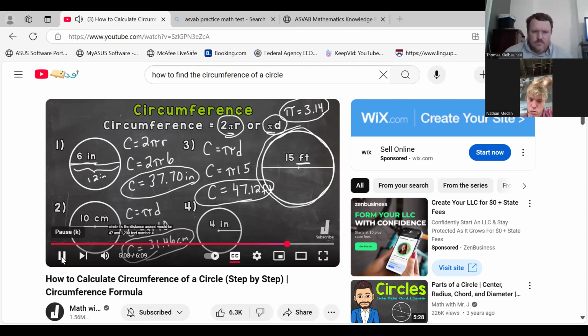Number 4, let's start with the formula. I got it. So circumference equals 2. All right, let me do one other thing here. Let me stop this. I got to stop the recording because the recording can only be an hour.